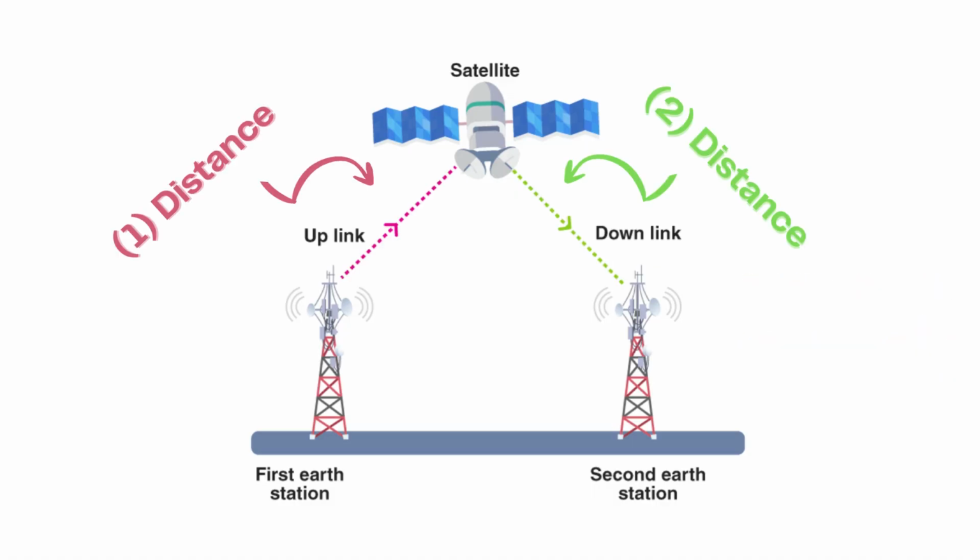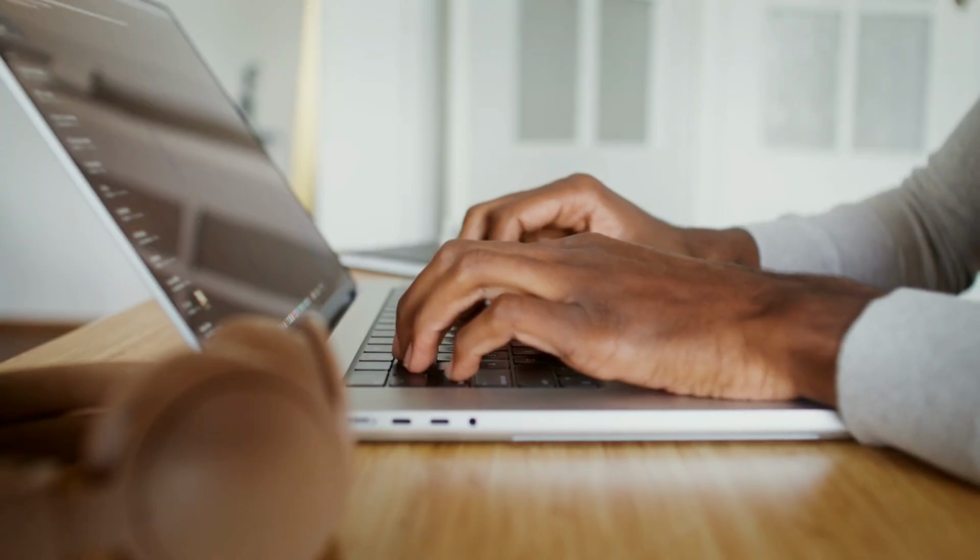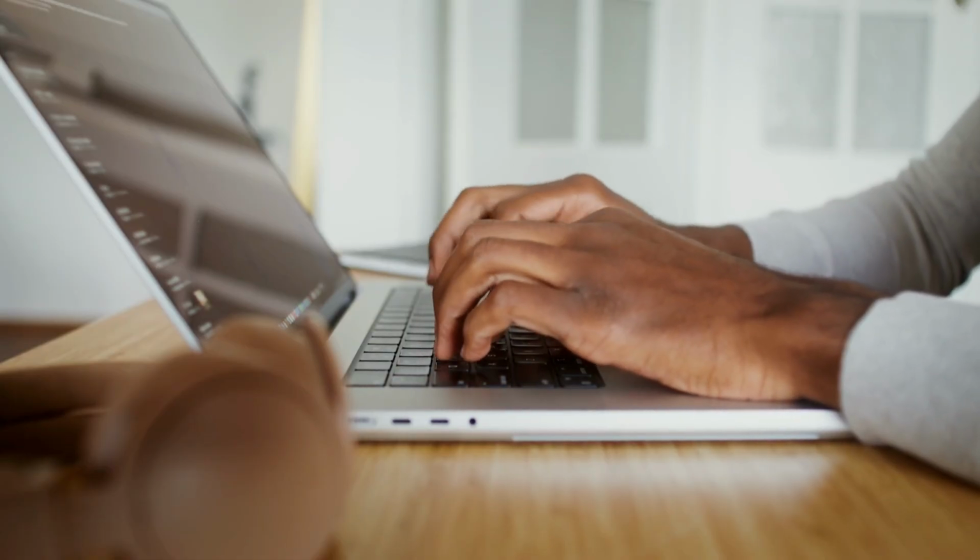Finally, we have two distances. The first, Earth station to satellite, is an uplink, and the second, satellite to Earth station, is a downlink. And this is how the famous satellite communications occur. Of course, this is just a simplification of all types of satellite applications on Earth, enabling our daily calls as well as video conferences and the like.